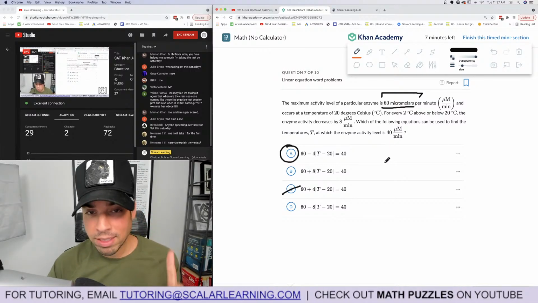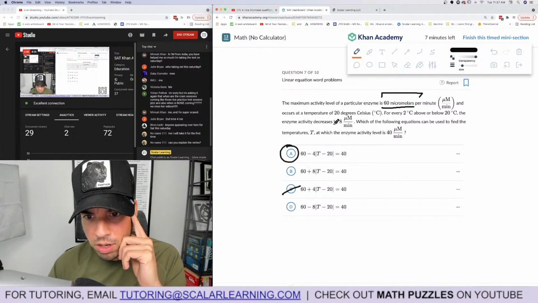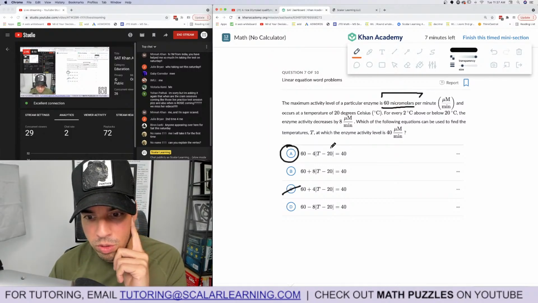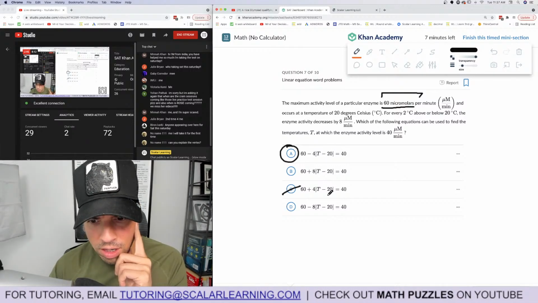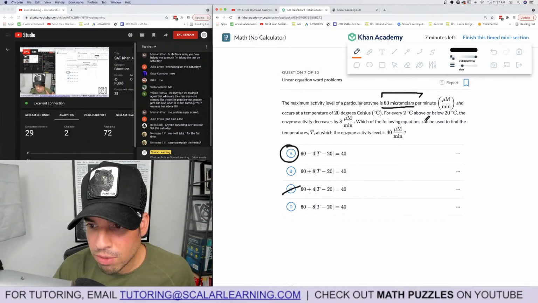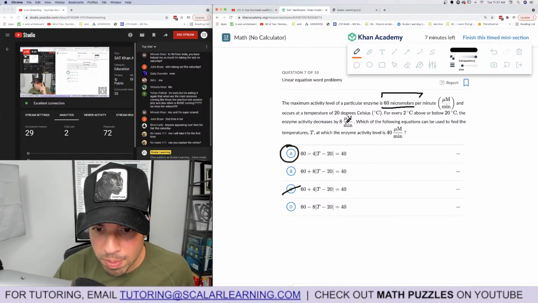Okay, so check this out. I can figure this out as follows. So we got 60 micromolars per minute, and it occurs at 20 degrees. So if I plug in 20, I get 60 here. If I plug in 20, all of them, I get 60, right? So then for every 2 degrees above or below, it drops by 8.